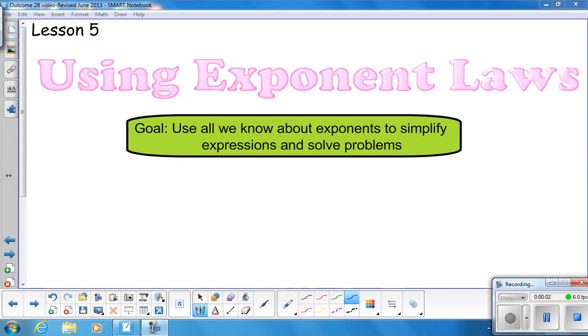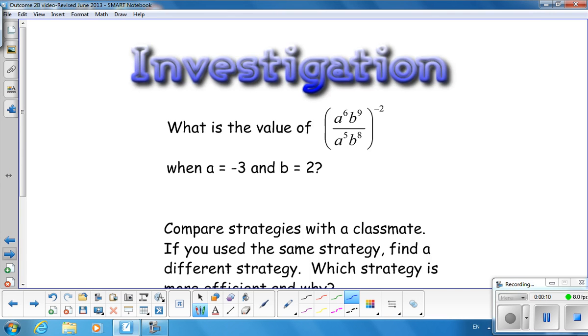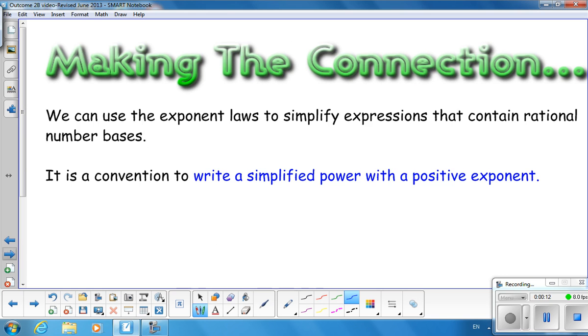Lesson 5, Using Exponent Laws. Our goal today is to use all we know about exponents to simplify expressions and solve problems. We can use our exponent laws to simplify expressions that contain rational number bases. It is convention to write a simplified power with positive exponents. So whenever possible, we want to get rid of negative exponents.